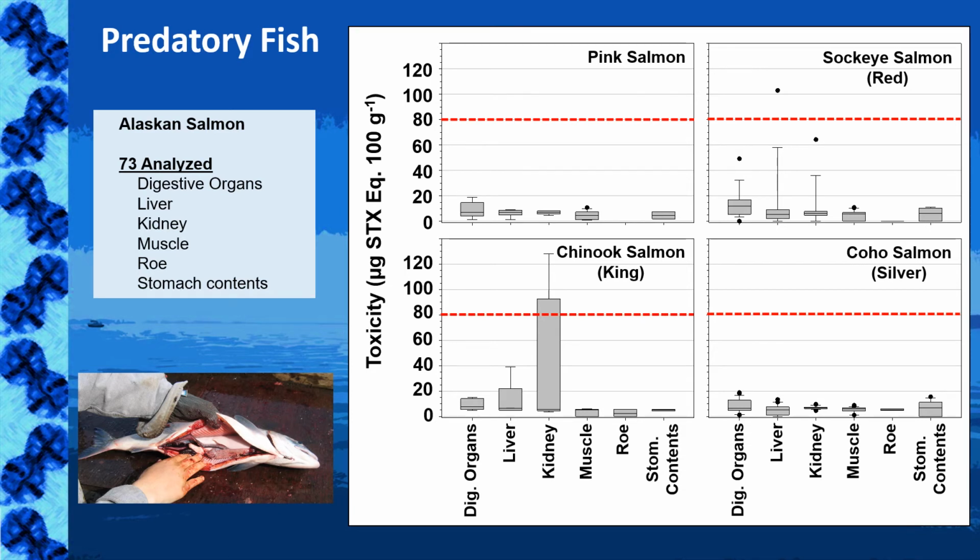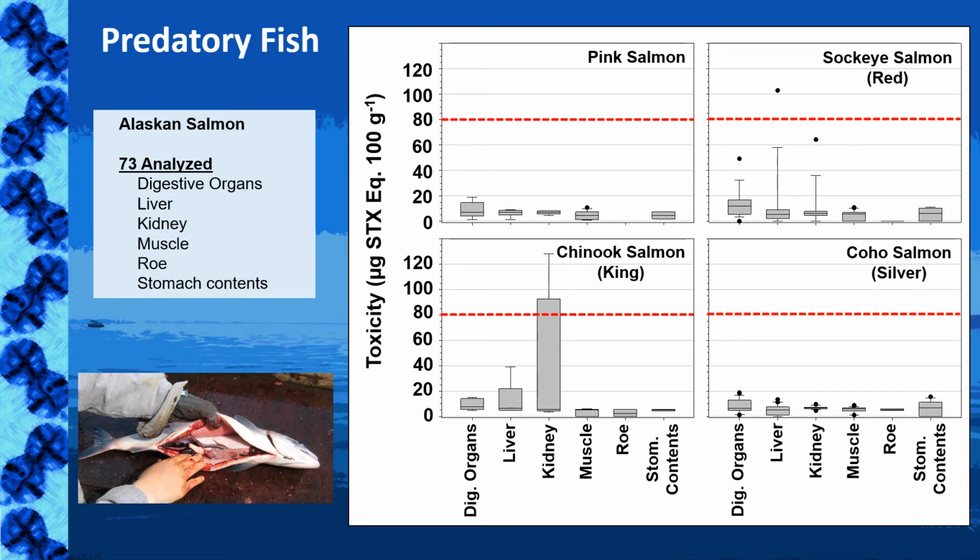Next, we're looking here at the predatory fish samples. So these are 73 samples that were analyzed. From each of the fish, we collected digestive organs, liver, kidney, a muscle sample, roe if it was a female, and then we also collected the stomach contents, and each of those were analyzed separately. So we're presenting from the 4 different species of salmon here. We have pink salmon, sockeye salmon, Chinook salmon, and coho salmon.